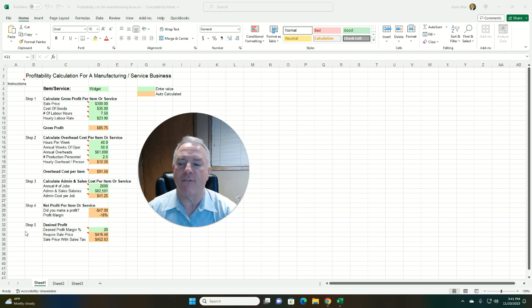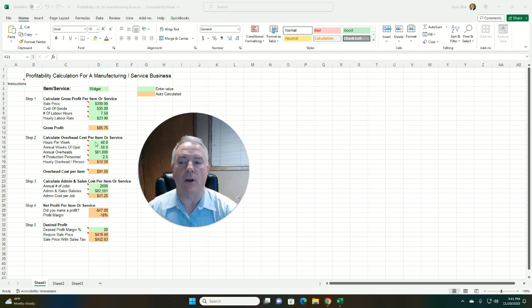So it goes through a 5-step process. Step 1 is you enter your current sales price, your cost of goods sold, number of labor hours, and your hourly labor rate. Now, one of the things you'll notice here is that you have little instructions in each one of these tabs that you can uncover. So that's going to give your gross profit.